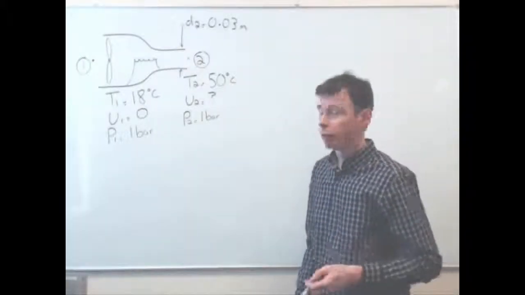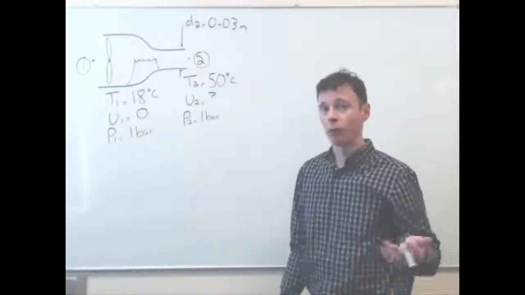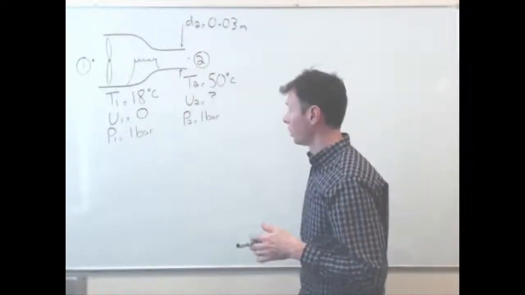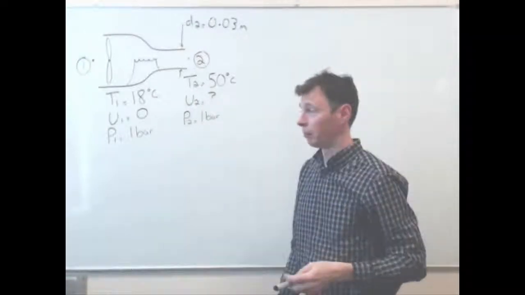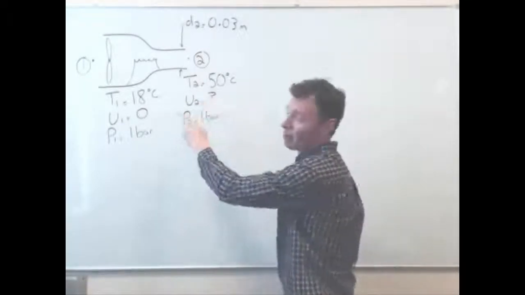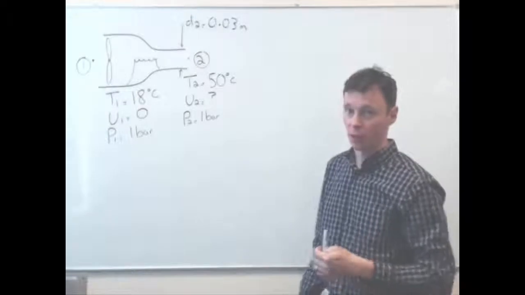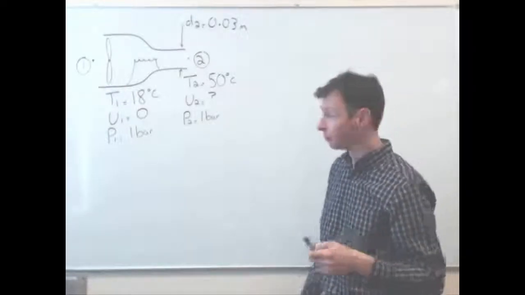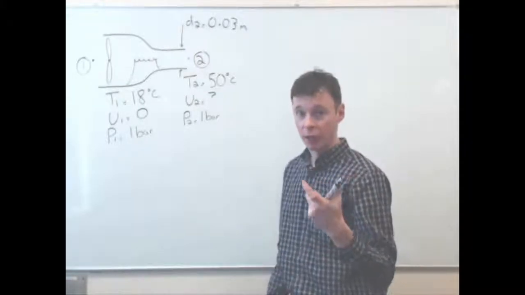Right, question 11.3. I've drawn a scaled version of the most popular brand of hairdryer, a GHD model. And I've written everything in the question that we've already been told: the inlet and outlet temperatures, the inlet velocity, which is negligible, and the inlet and outlet pressure, which, as you can imagine with a hairdryer, is atmospheric.